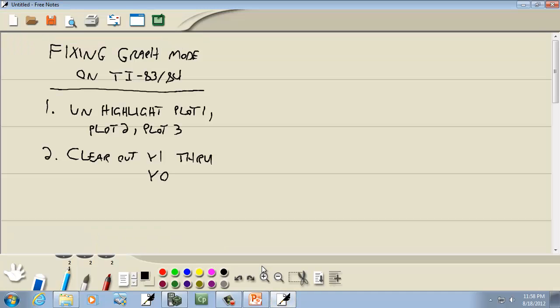Now the third thing is press zoom and choose Z standard.